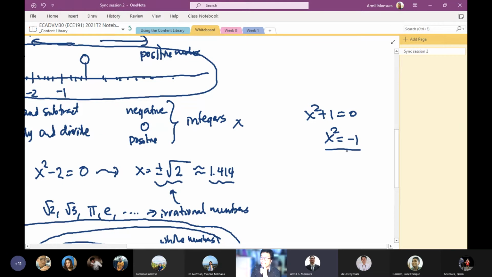So in that case, we will again extend your set of numbers so that we could answer this one by defining a number. We will define a number i, which is equal to the square root of -1, which we will now call your imaginary unit.